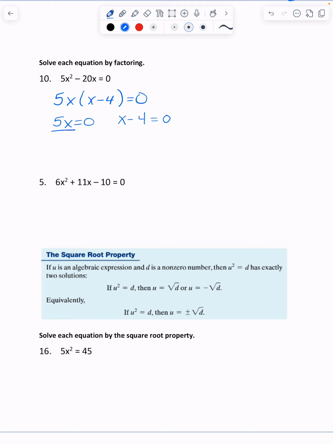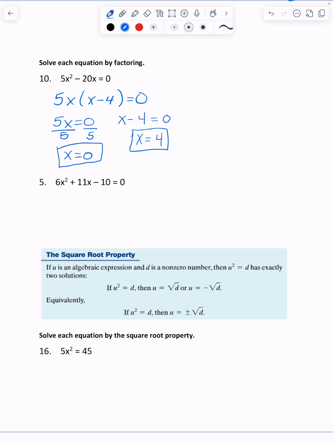So if I solve for 5x equals 0 and I divide both sides by 5, 0 divided by any number is 0. And in this side, I'm going to add 4 to both sides, and I come up with an answer of 4. So again, I have 2 answers, 4 and 0. And if we check those and plug those back into the original problem, I would see that both of those work.